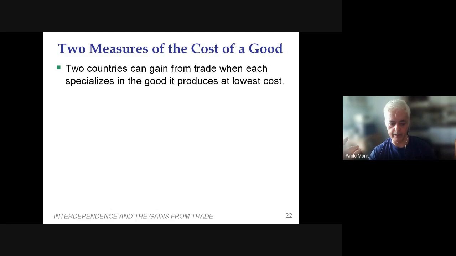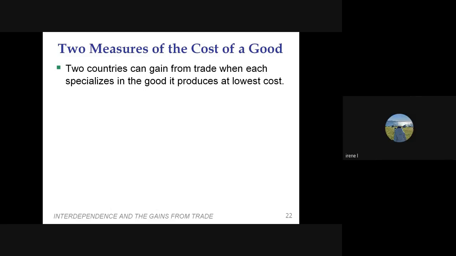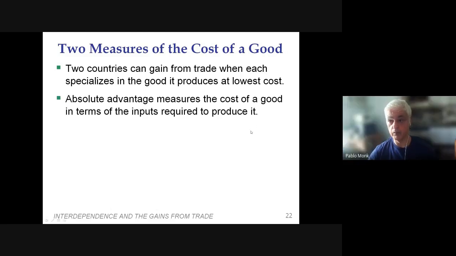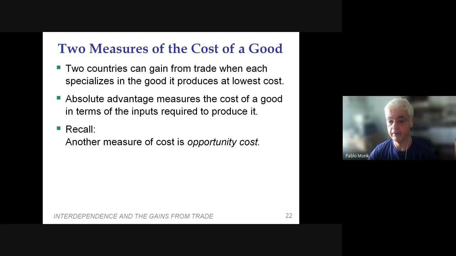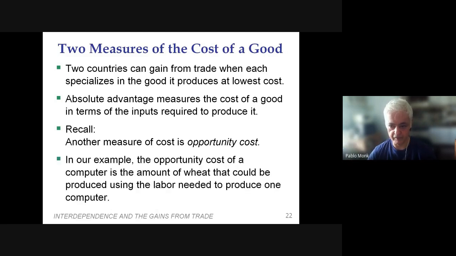I should focus on the one I can make cheaper, because making it cheaper represents the fact that you can do it more efficiently. Right? So they're going to specialize in that. So what does that mean? Absolute advantage is the cost of a good in terms of the inputs. But now we're going to go back to this concept called opportunity cost, right? We need to understand that opportunity cost means what you are giving up. So the opportunity cost of a computer is the amount of wheat that we could have produced using the labor needed to produce one computer.